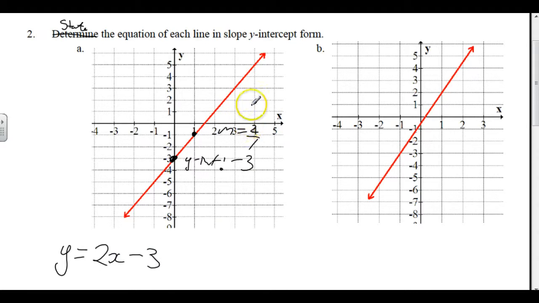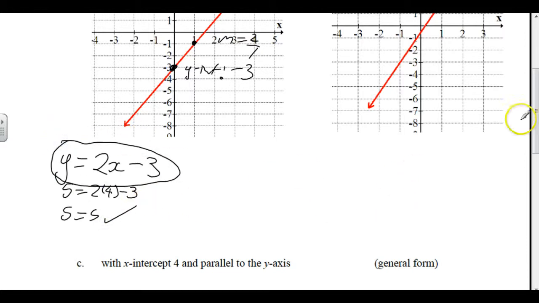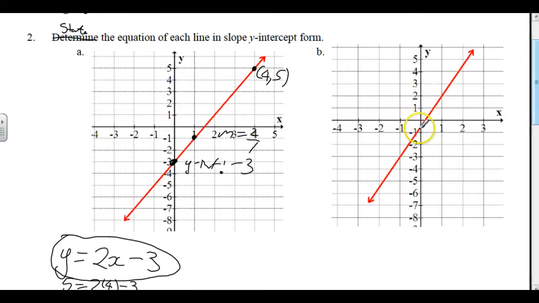Okay. Now, if you have time, you could verify this, because you can see that this is the point 4, 5. So if I plug that in here, I should get a true statement. Let's move down a bit. And true statement, right? So we do have the correct equation.